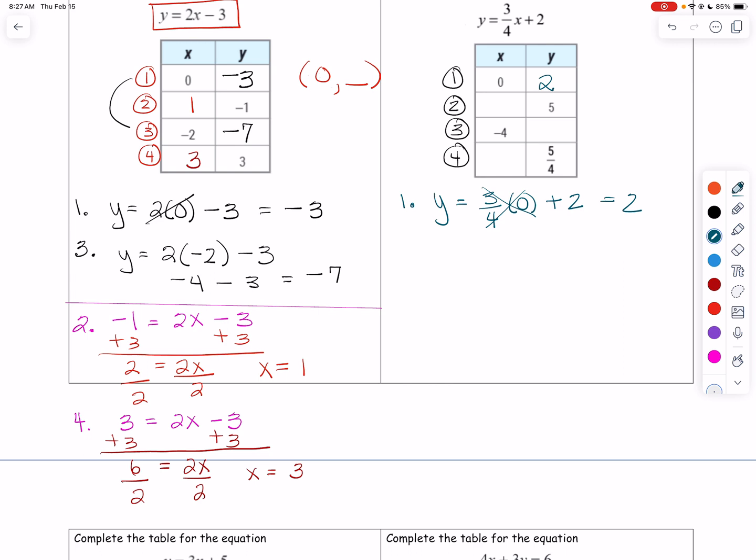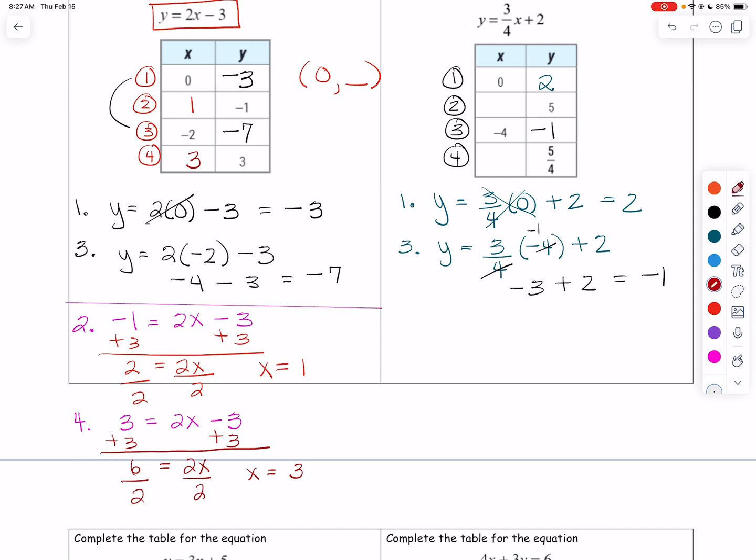I'm going to jump down to number 3. Y is 3/4 times the x, which is negative 4, plus 2. So then what happens here, these cancel, and that makes negative 1. And negative 1 times 3 is negative 3, plus 2, which is negative 1.